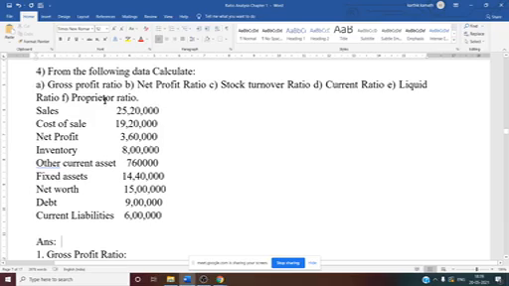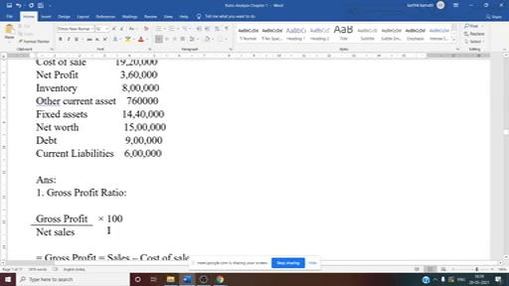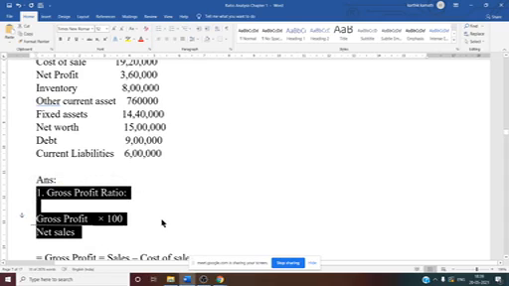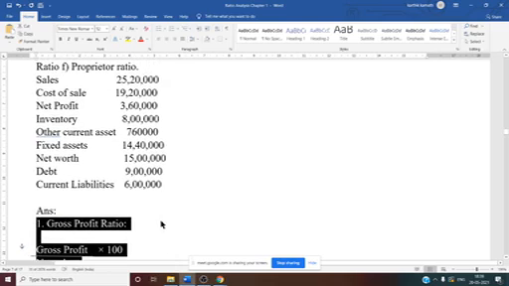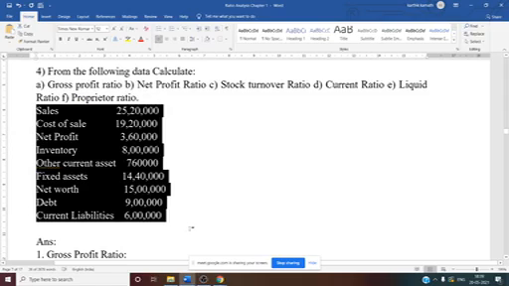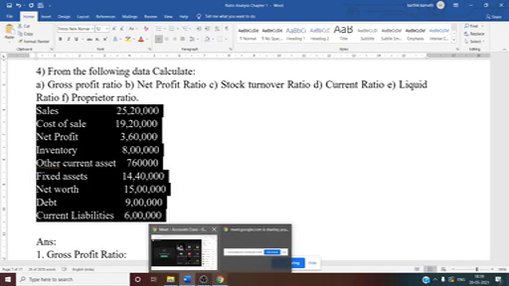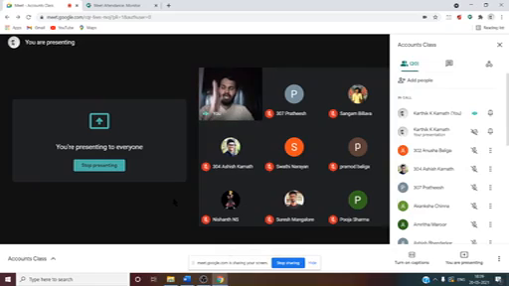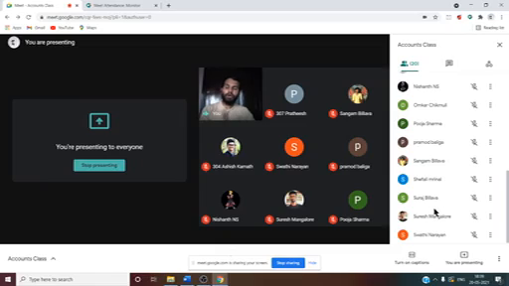Now one by one we need to calculate the ratios. First, they have asked you for the gross profit ratio. So first we are going to calculate gross profit. The gross profit ratio formula we know: gross profit divided by net sale into 100. They have not given gross profit in the question, that is why you need to calculate it. The general formula for gross profit is sale minus COGS, that is sale minus cost of goods sold.